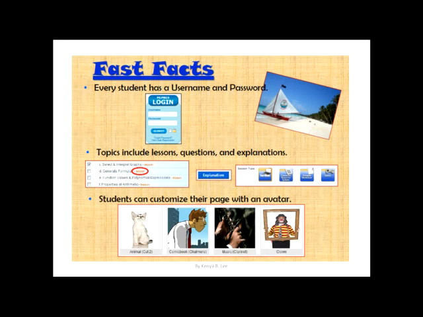You're going to be doing lessons, questions, and explanations. Each lesson has all of that. Some fun things you can do is customizing your avatar. You can't upload your own picture, but you can choose from what they have.